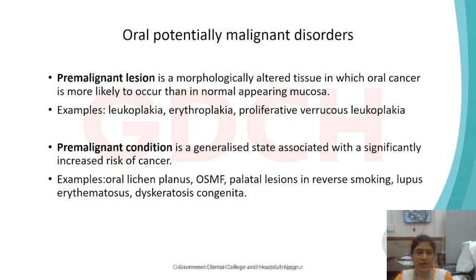risk of cancer. And the examples for pre-malignant conditions are oral lichen planus, OSMF, palatal lesions in reverse smoking, lupus erythematosus, dyskeratosis congenita.